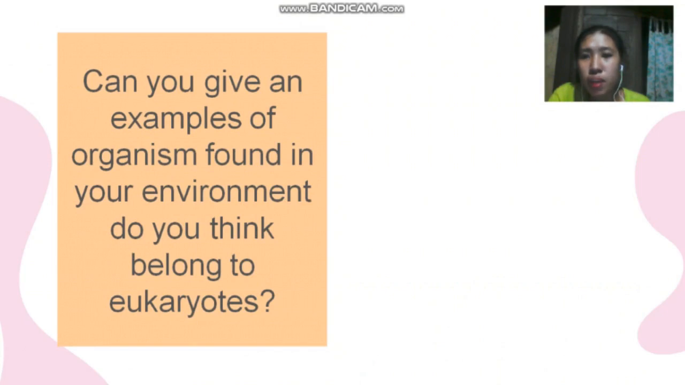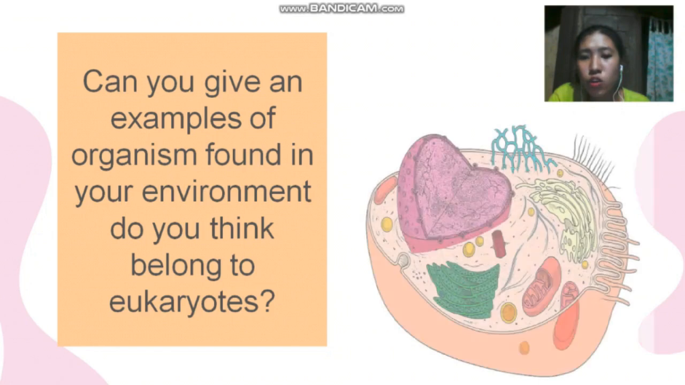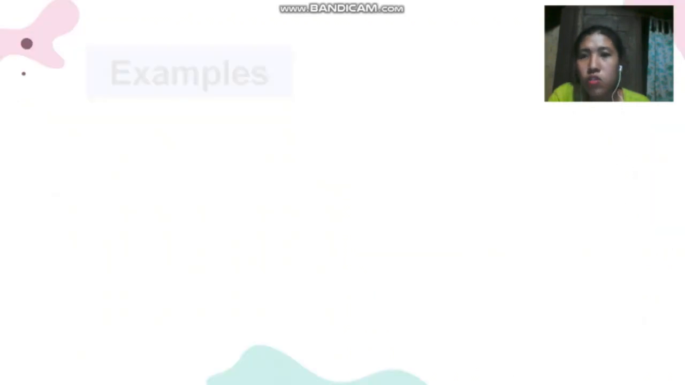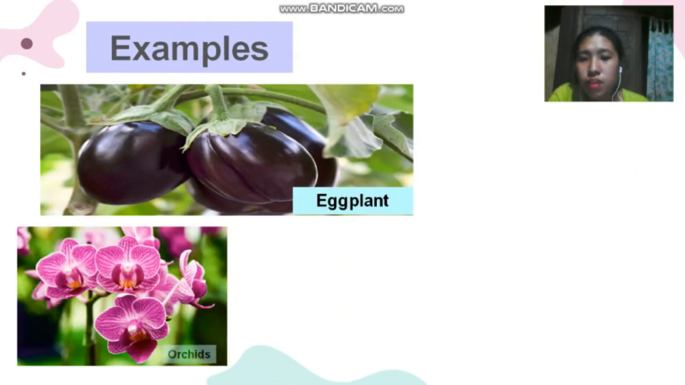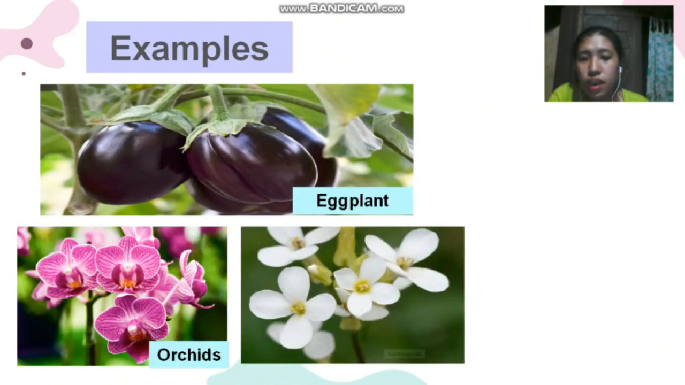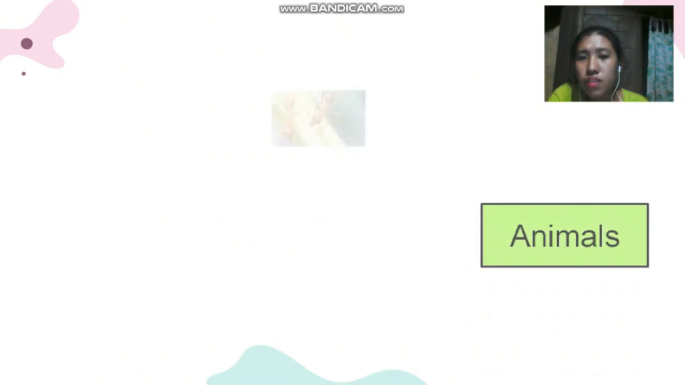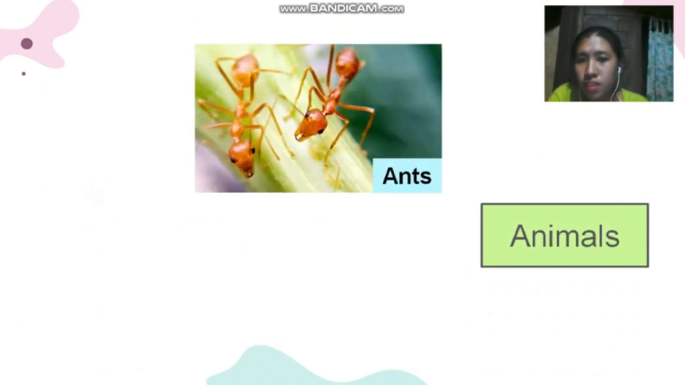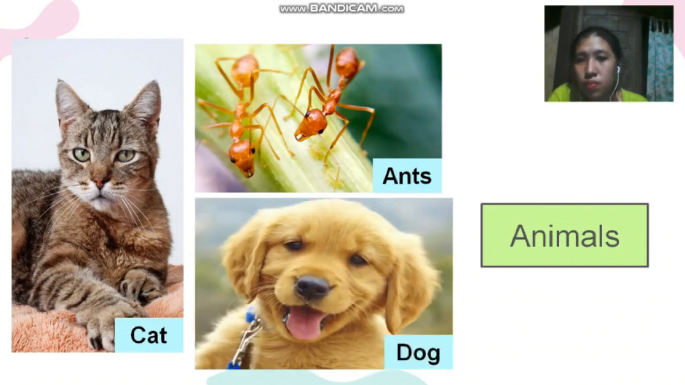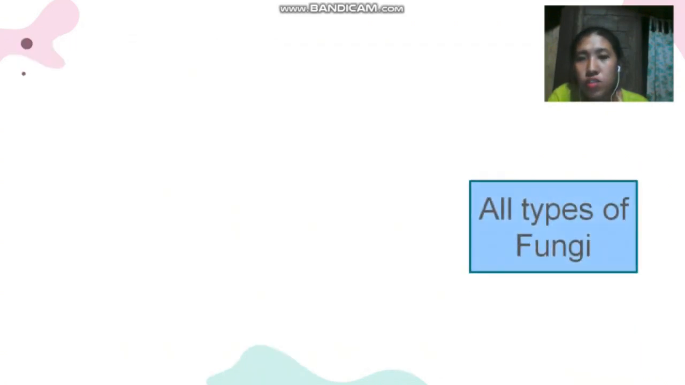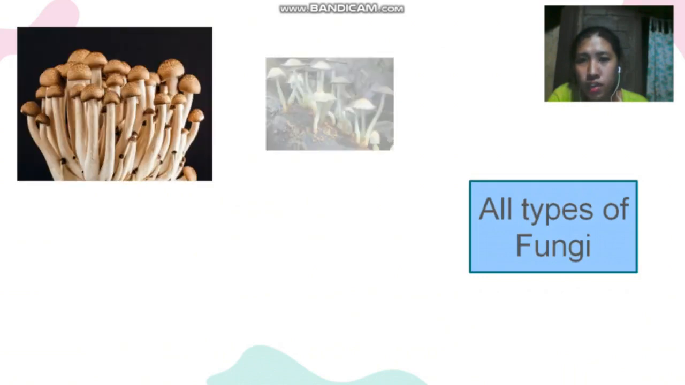Can you give an example of an organism found in your environment that you think belongs to eukaryotes? So here is the example. Eggplant, orchids, and sampaguita fall under the category of plants. For animals, we have ants, cat, and dog. All types of fungi are also considered eukaryotes.